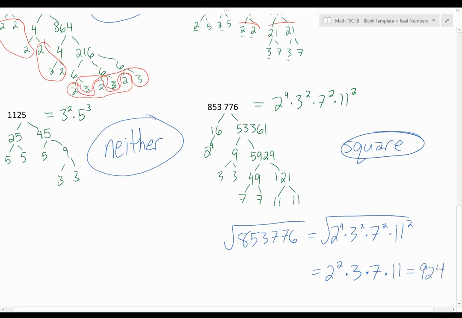So this is a way of determining a square root or cube root without having to do quite a lot of calculations, just using prime numbers.